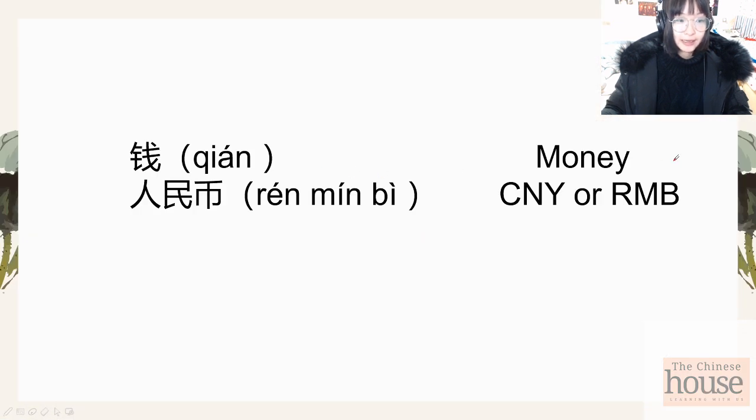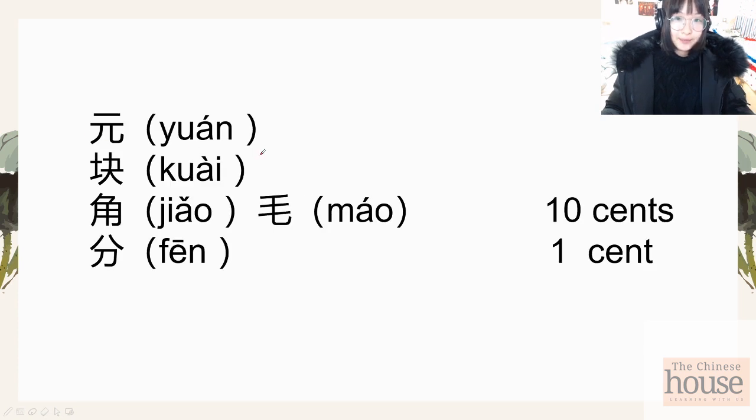钱, we have learned it, money. And Chinese yuan, we call it 人民币. 币 means currency, coin, anyway, money. Yuan and 块 are the same, but yuan is more official. If you're in a business conversation, in a more official way, you should use yuan. But 块 is used in daily life. When you're buying stuff, you can say 块.